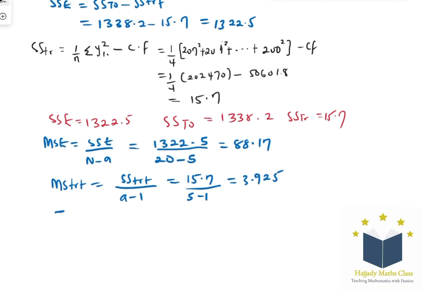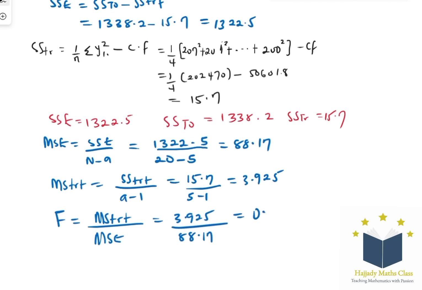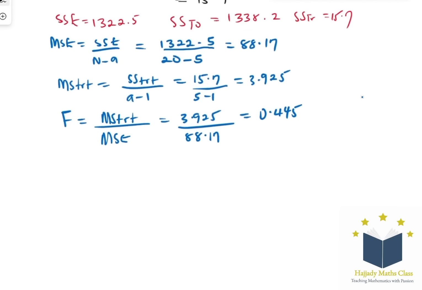So to calculate my F, the formula for calculating F is MS treatment, in this regard, we are no longer using our SS total, over mean square error. So my mean square treatment, which is 3.925, over mean square error, which is 88.17, gives 0.445.